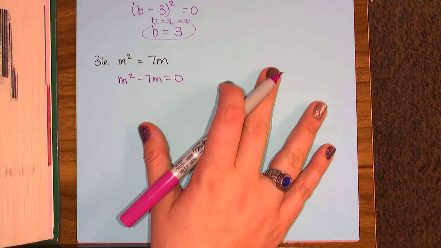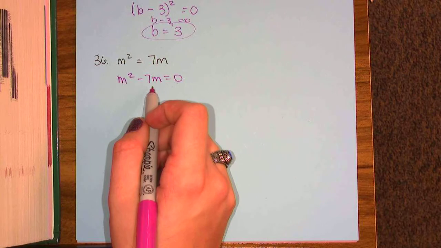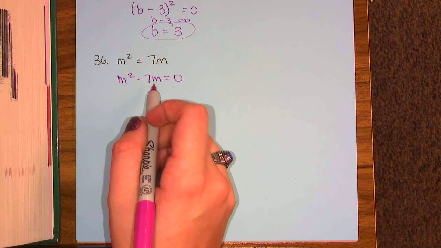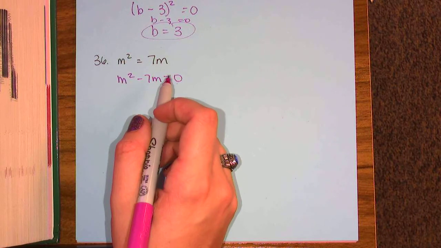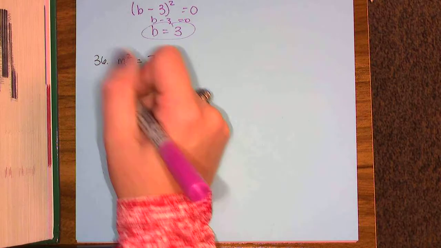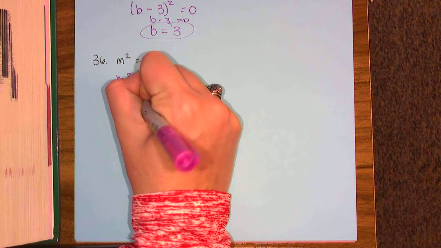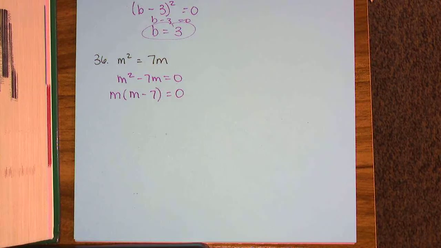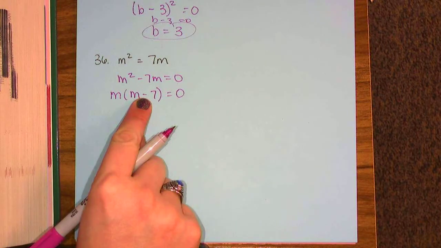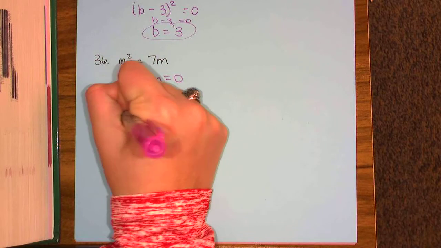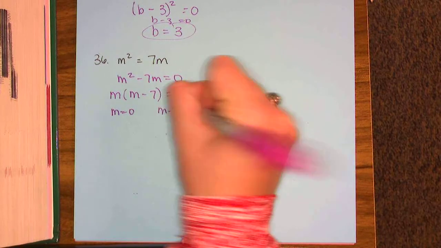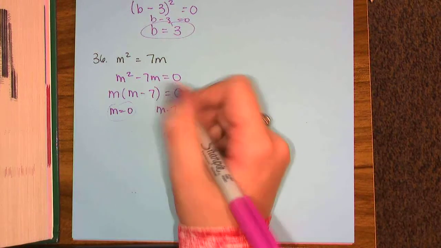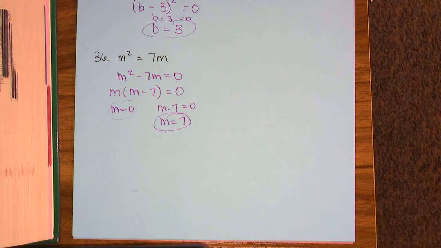Now I need to factor this. Well, I don't have 3 pieces, so that makes it seem a little more complicated, but actually it's really easy. I'm going to pull out an m, because I can factor an m out of both pieces, leaving me with m times m minus 7 is equal to 0. Now, I still need to set both pieces equal to 0. So m is equal to 0, and m minus 7 is equal to 0. So m is equal to 0, and m is equal to 7. I hope that helps you to be able to factor and solve.